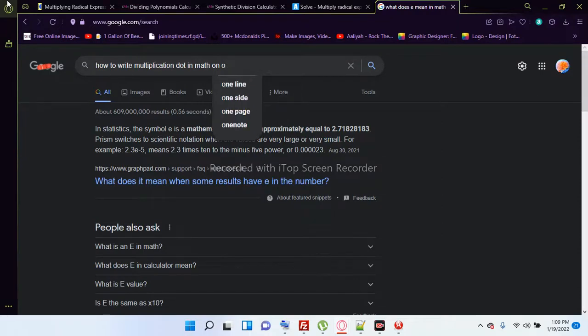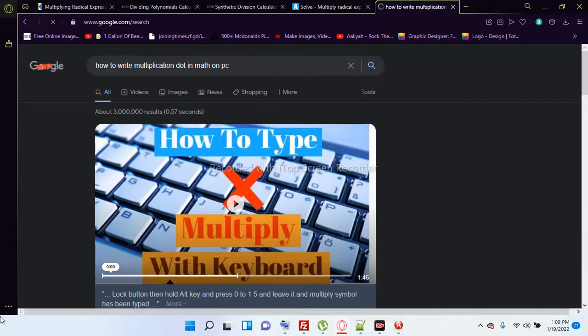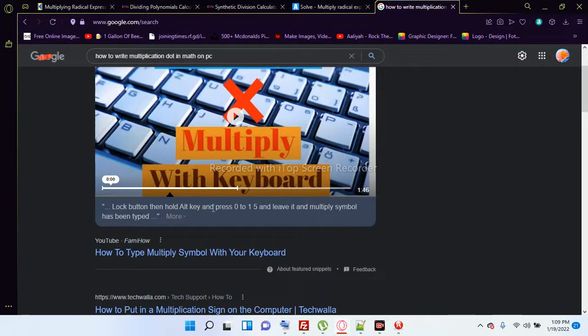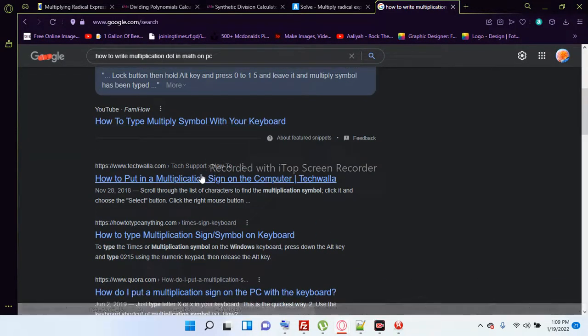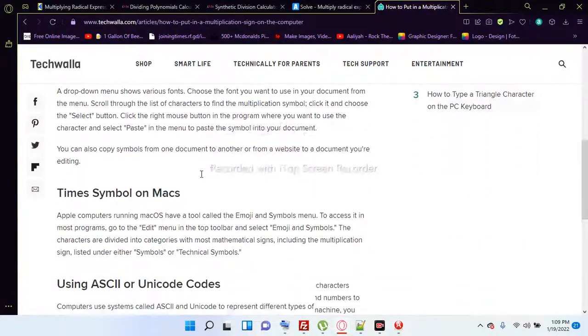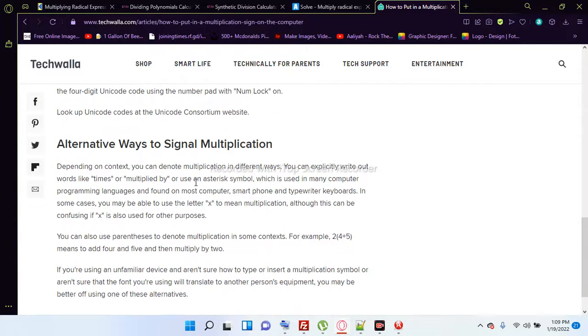Lock button, then hold alternate key. So lock button. Let's see. Times symbol on Mac uses ASCII. Okay, alternative ways to type multiplication. X is also used for other purposes. That's what I said.